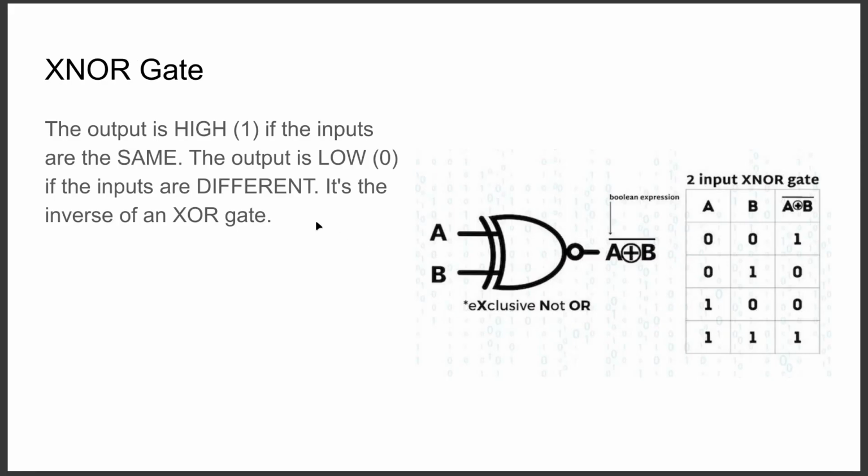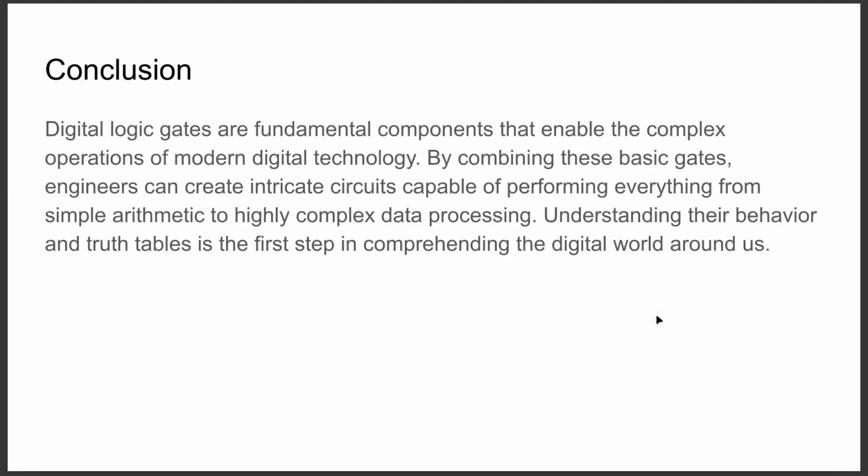The XNOR gate, the inverse of the exclusive OR gate. The output is high if the inputs are the same. The output is low if the inputs are different. It is the inverse of an XOR gate. You can see the symbol. It's an XOR gate with a bubble. And this is the truth table.